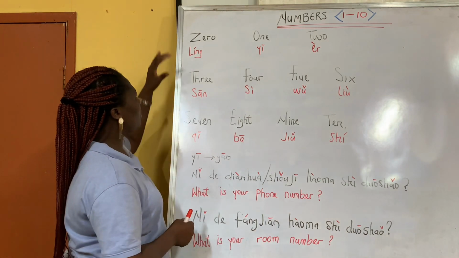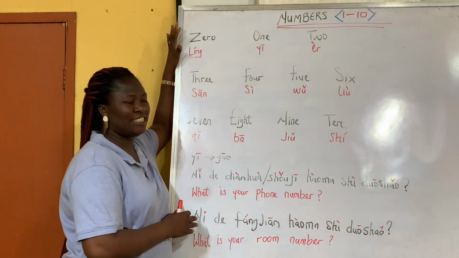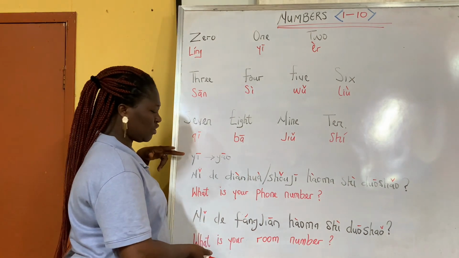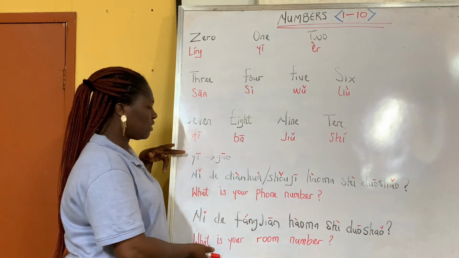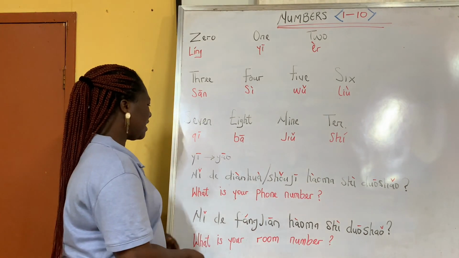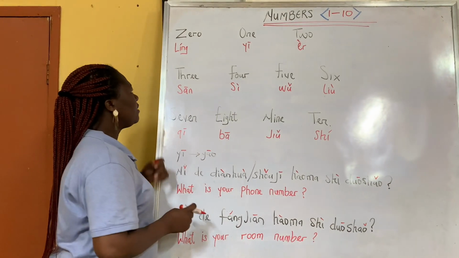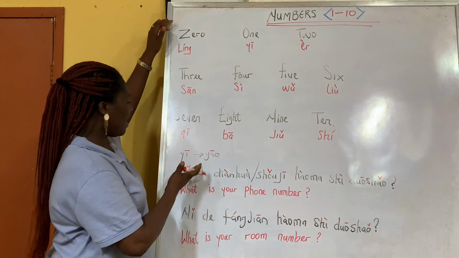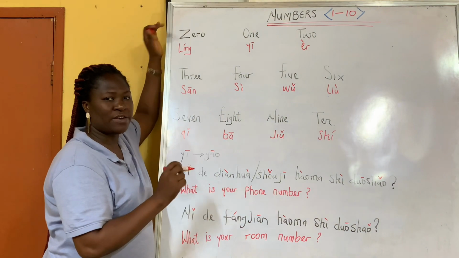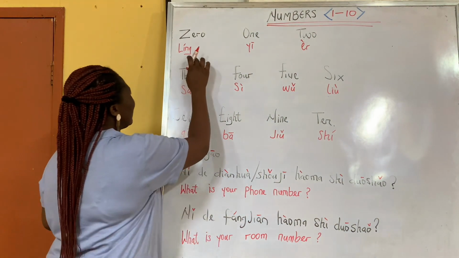Okay. So if you know this 1 to 10 in Chinese, there are many things you can do with it. Today we are going to show how to ask someone what is your phone number using these numbers. Then the remaining thing is to know how to write this 1 to 10 in Chinese characters. Okay, let's go. Ling.